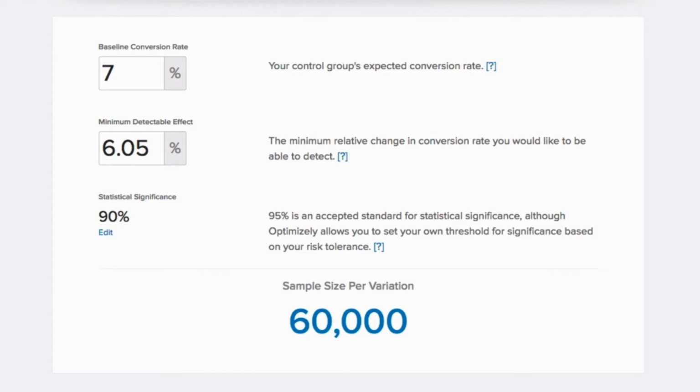In this case, we already have the baseline conversion rate and the improvement in the results page, and all we need to do is plug them into the calculator. Now we can clearly see how many more visitors we need to get a statistically significant answer.